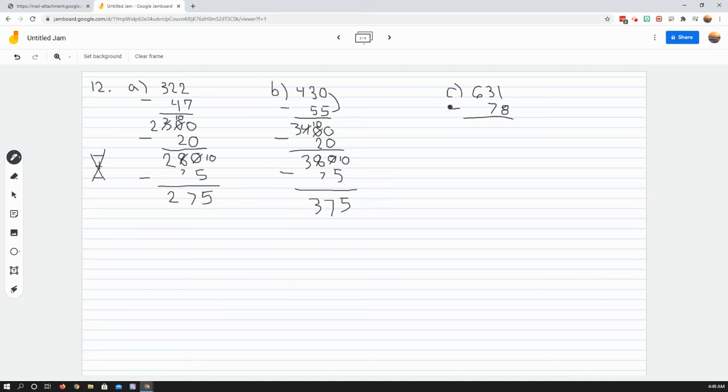Let's do letter C. 631 minus 78. 6 minus nothing, it's still 6. It's in my hundreds place, so I'm going to write those 2 zeros. And if I look at the digits in my tens place, I have 3 and I have to subtract 7. I can't do that subtraction because I would have to borrow. So if I look at the digits in my ones place, which is 1 and 8, I have 1, I have to subtract 8. I can't do that either because I would have to borrow.